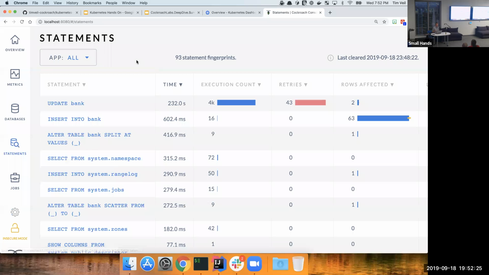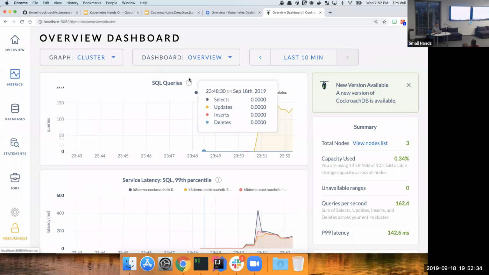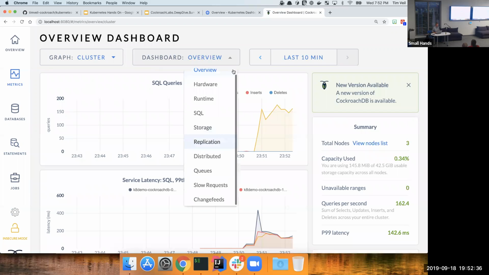But statements is one thing I think is interesting to show off, just because it's a quick way. I was an application developer. I want to know if my stuff stinks, and here we'll tell you. But again, metrics are here. We can run through a whole host of things.